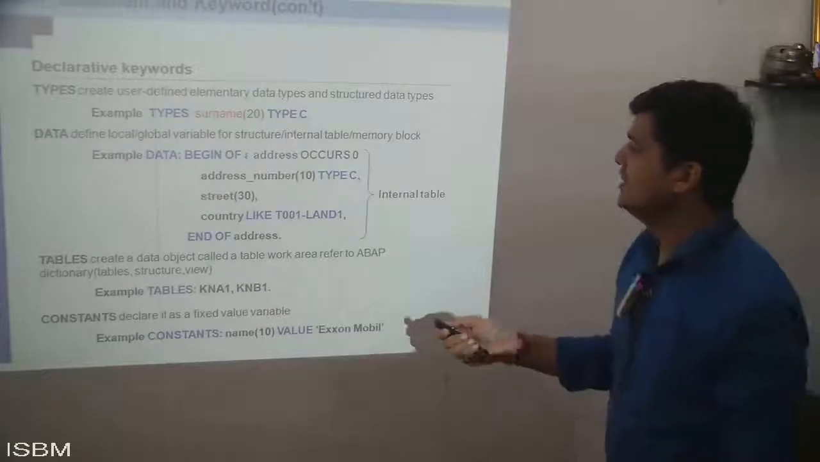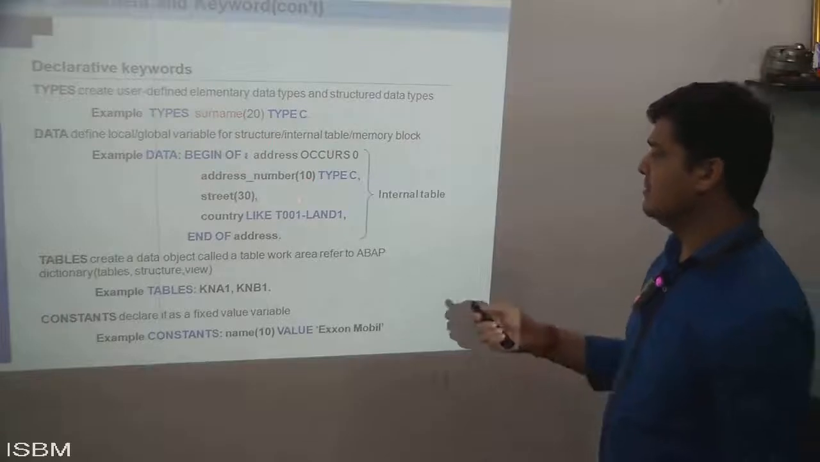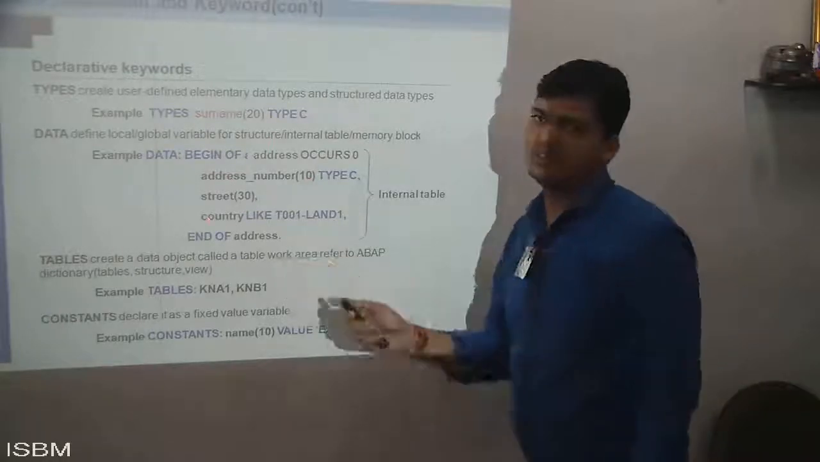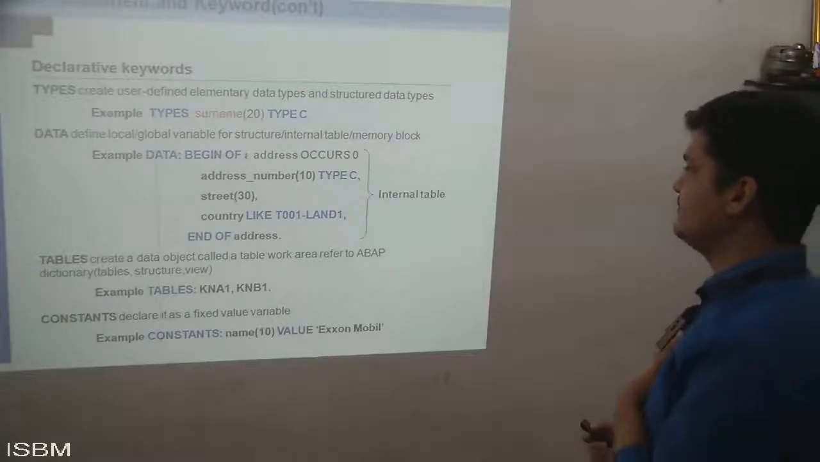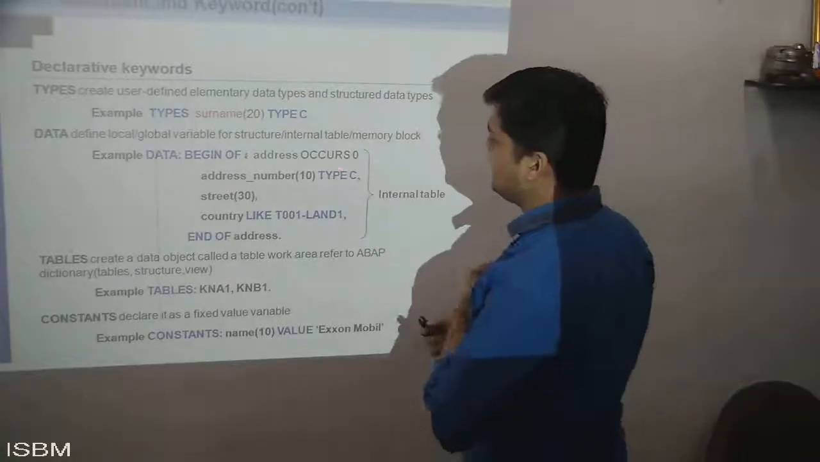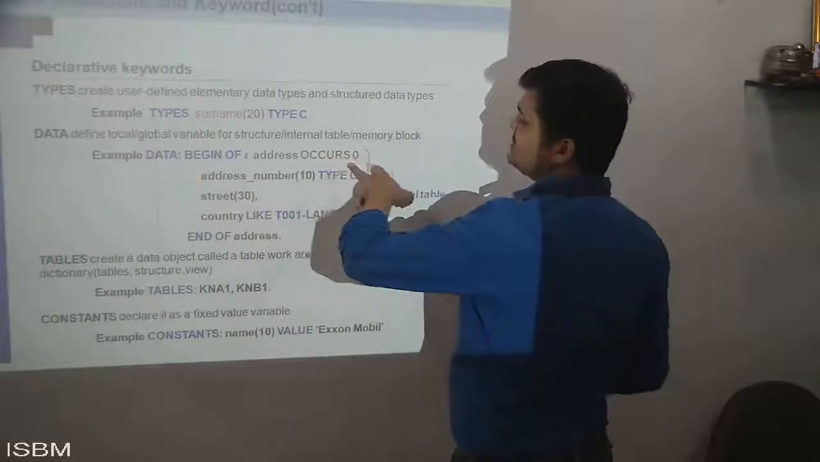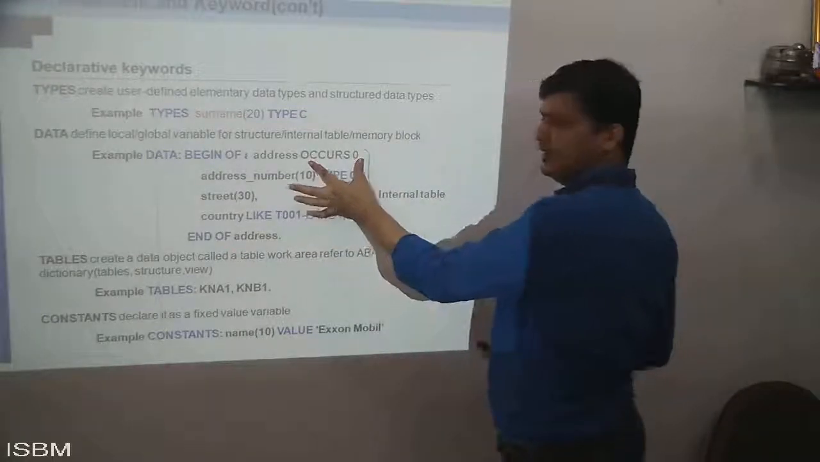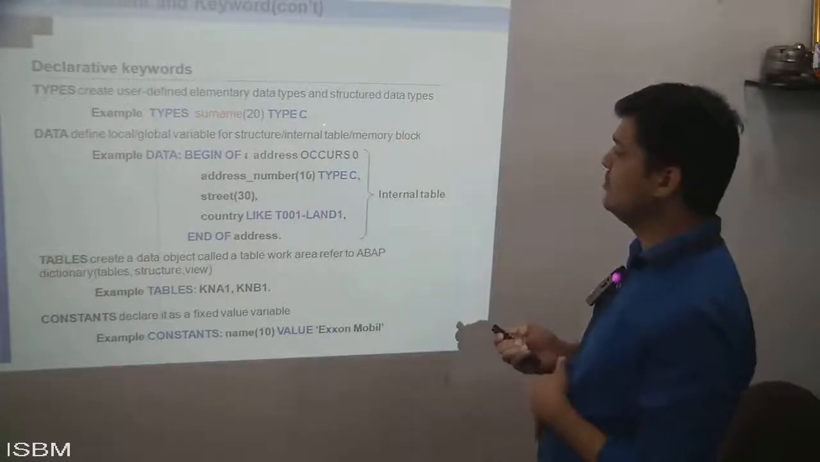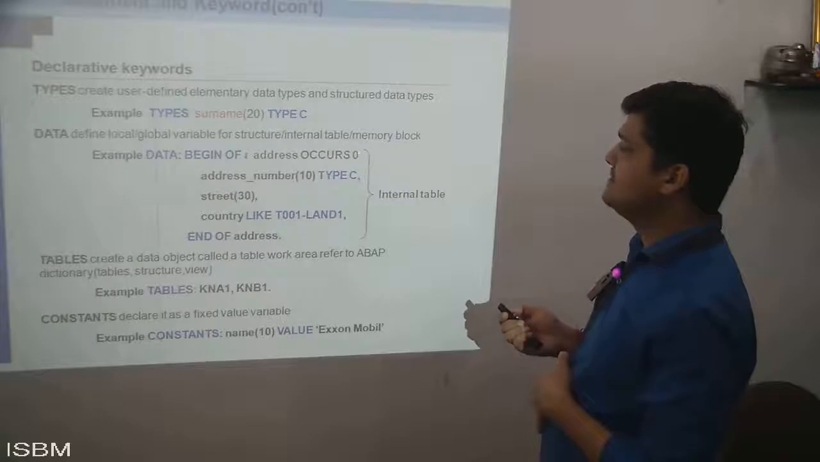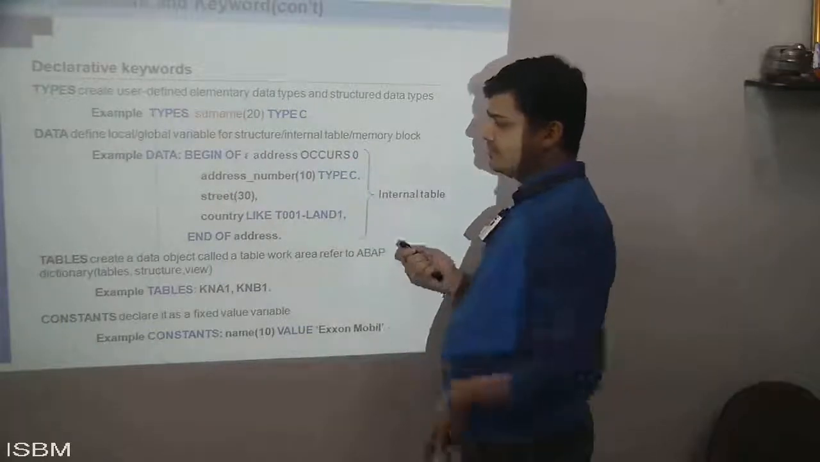This is the way we are declaring the internal table. Basically a structure or internal table is a memory block in your system. It is used only at runtime. Begin of address occurs 0 is obsolete now. It is not used in newer versions of SAP, it is an older one. That's why occurs 0 was used at that time. Occurs 0 blocks the memory.